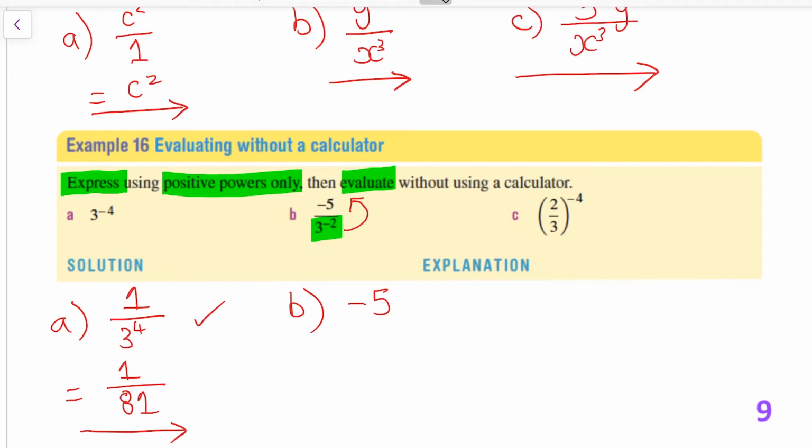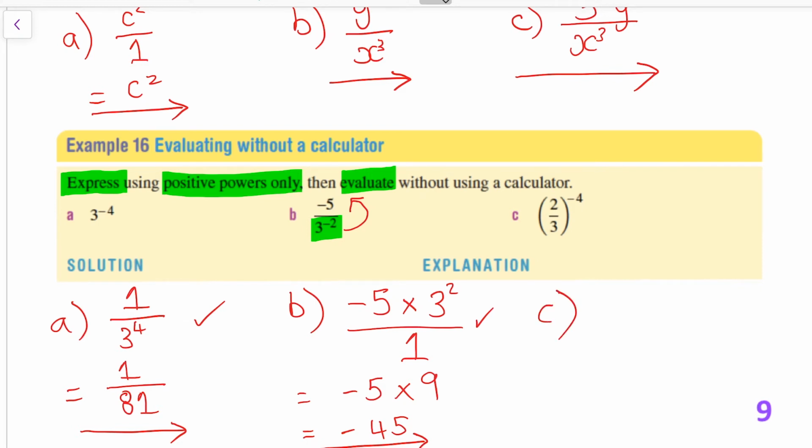Now when it's joining our negative 5, we're multiplying 3 to the power of 2. Obviously everything's now over 1, but I don't need to write that. It's negative 5 times 3 squared. Negative 5 times 9. Negative 5 times 9 is negative 45, and that becomes your final answer.